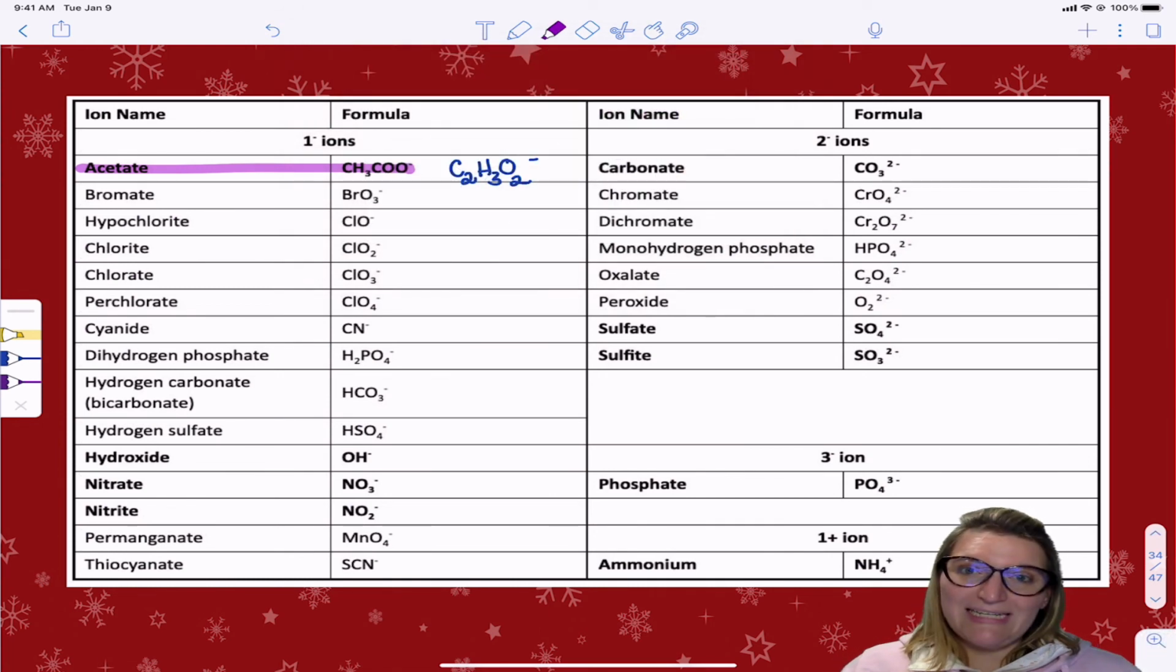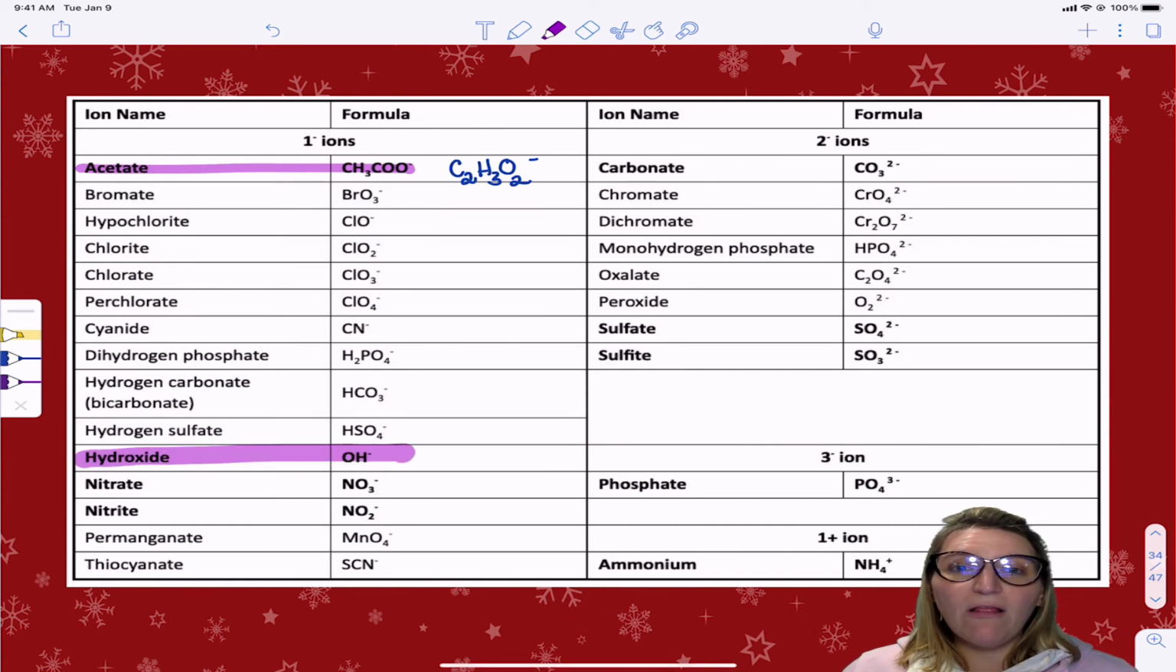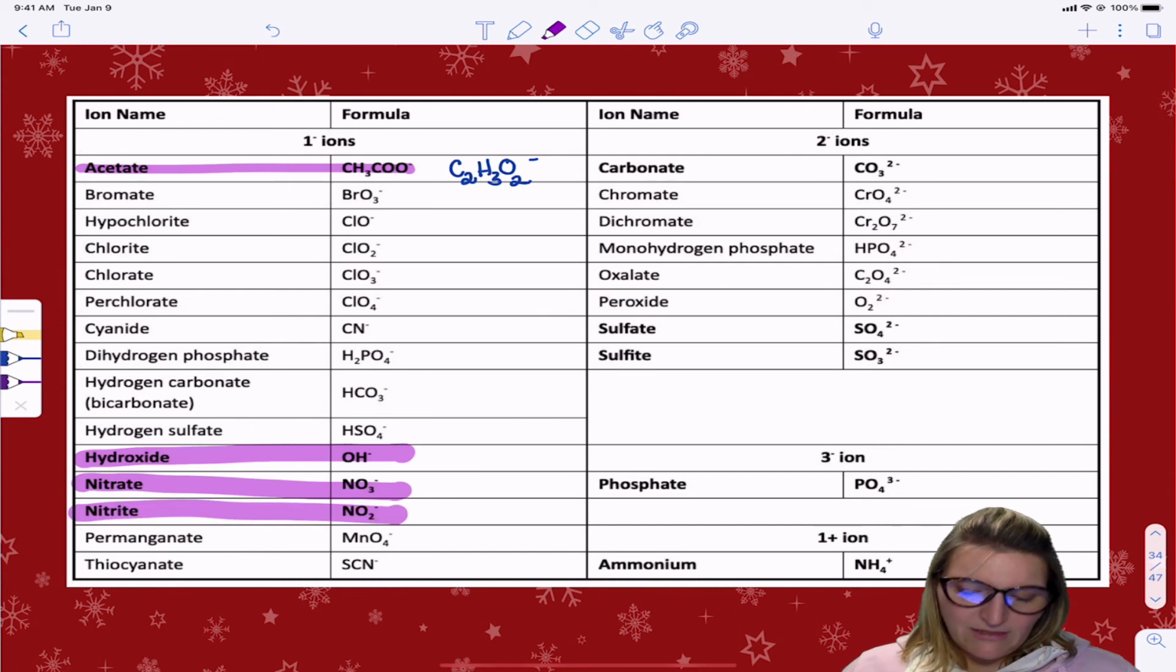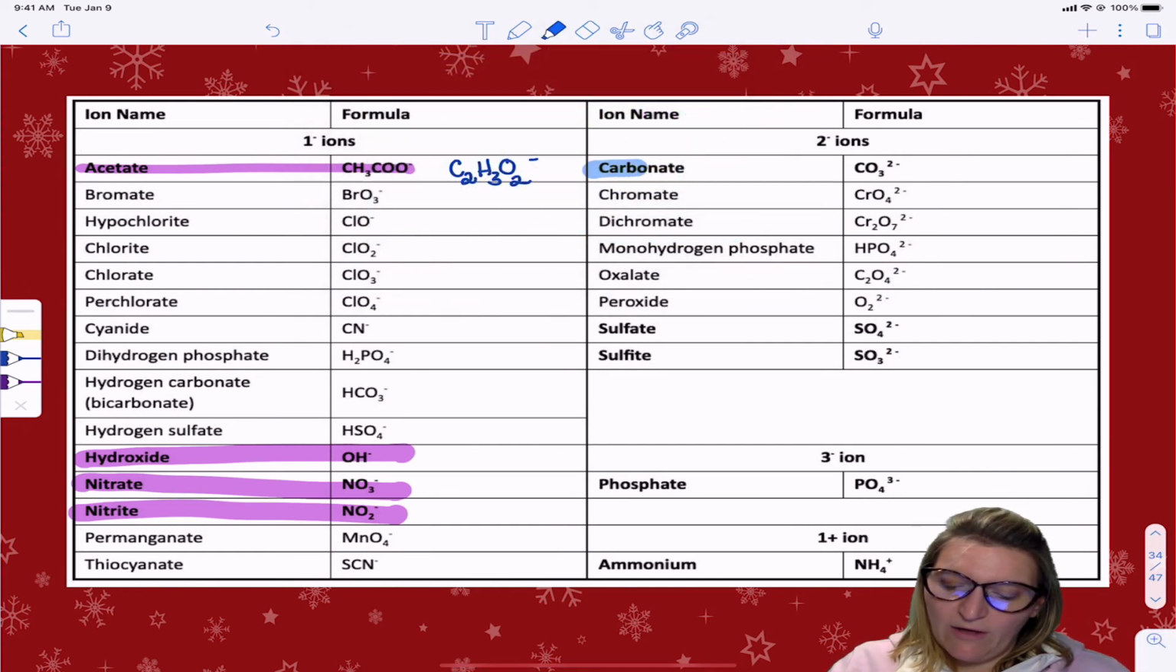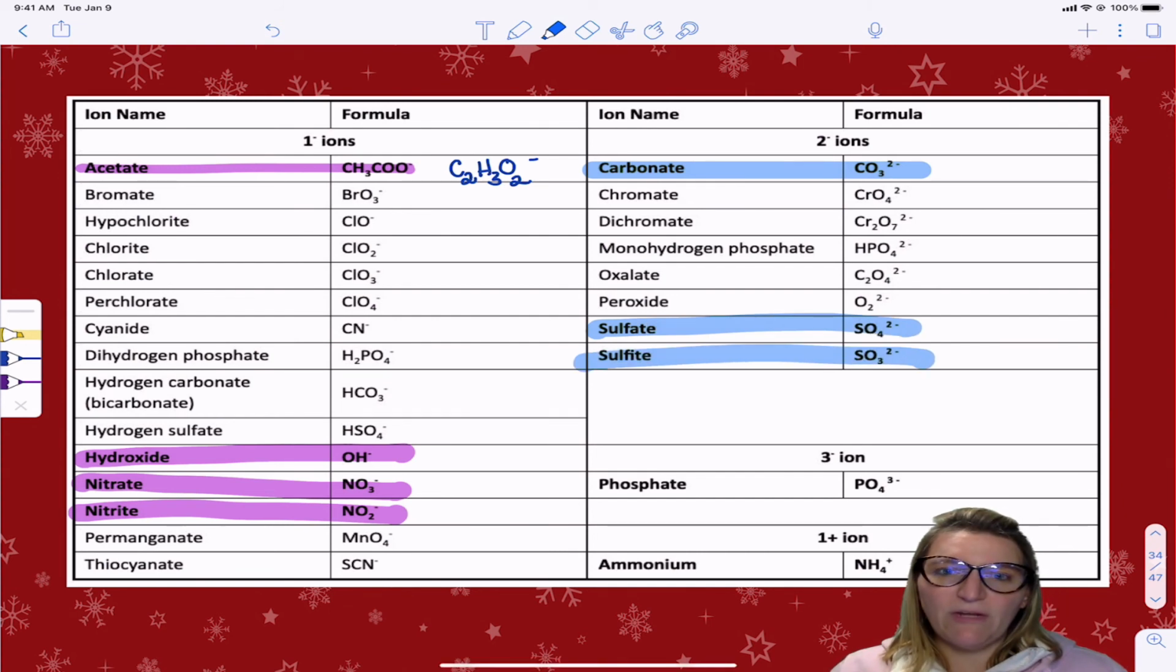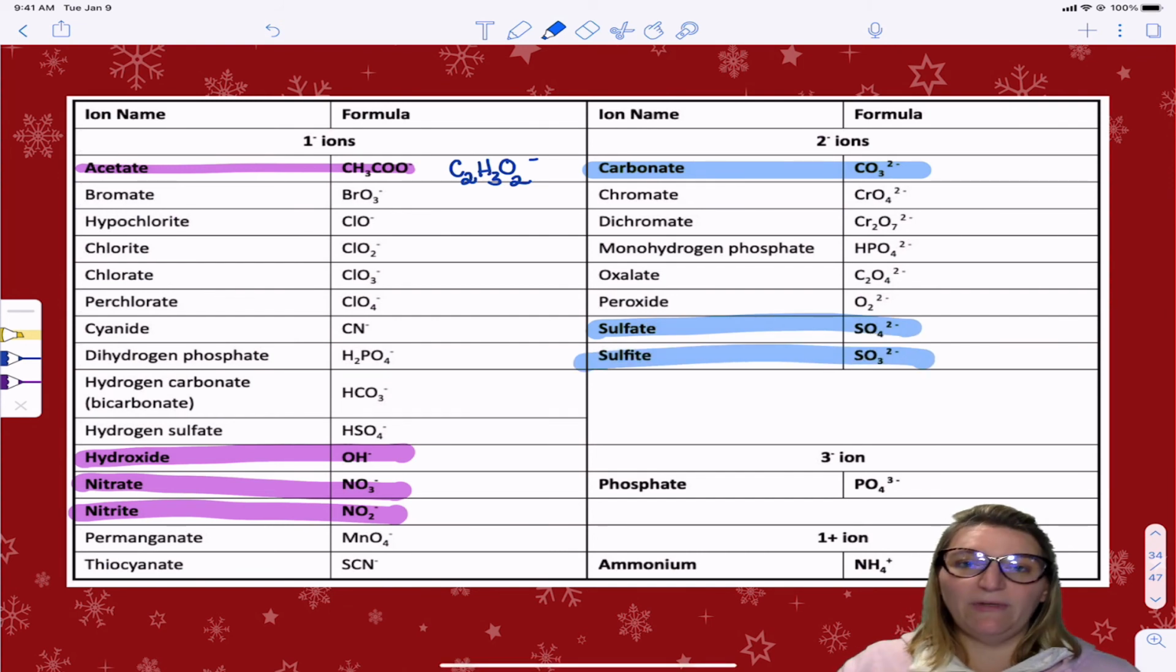The other -1 ions that I'm going to ask you to memorize are hydroxide. All of the strong bases are compounds that contain hydroxide. Nitrates and nitrites, these are in a lot of foods. So those are all the -1 ions. Then we get to the -2 ions, carbonate and sulfate and sulfite. And you may notice that there's a little pattern going on. Like we did nitrate, nitrite, we did sulfate, sulfite.